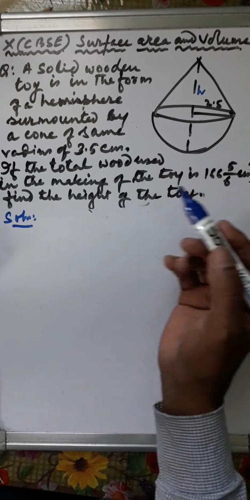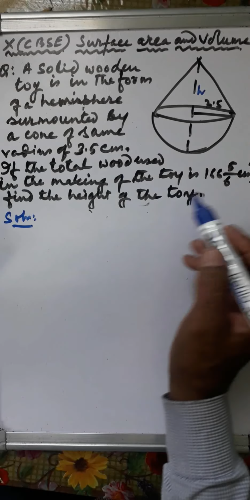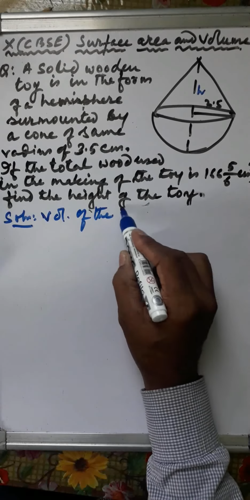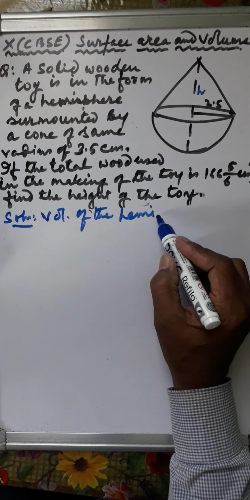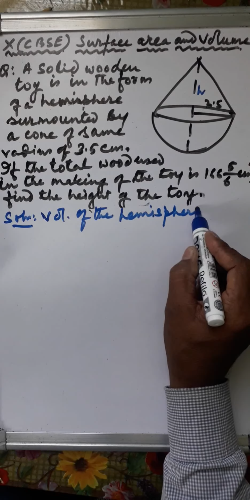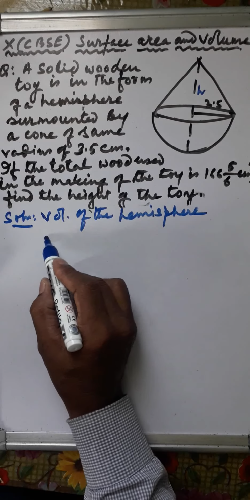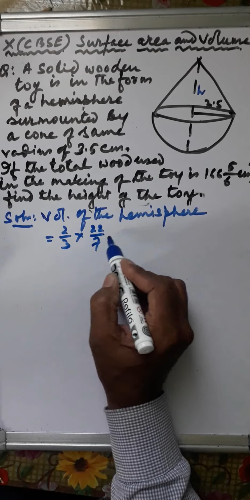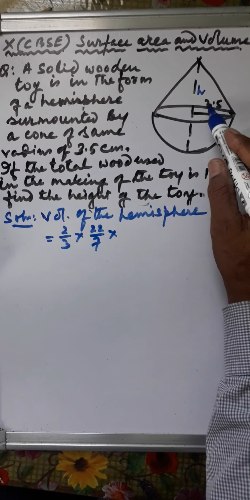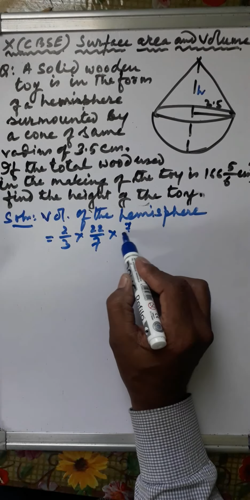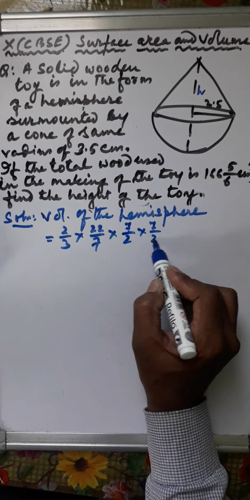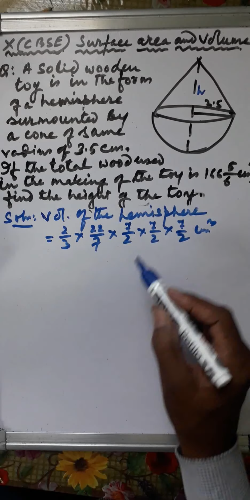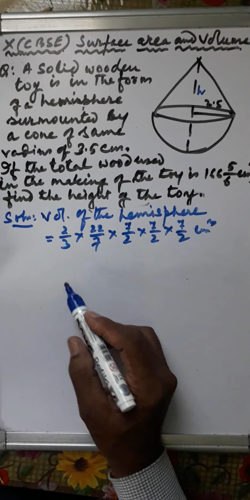So in the solution, at the beginning we shall find the volume of the hemisphere. So write, volume of the hemisphere will be given by 2 by 3 into pi, which is 22 by 7, into radius cubed. Radius is 3.5, which can be written as 7 by 2 into 7 by 2 into 7 by 2 centimeter cube. At the place of 3.5 we can write 7 by 2.